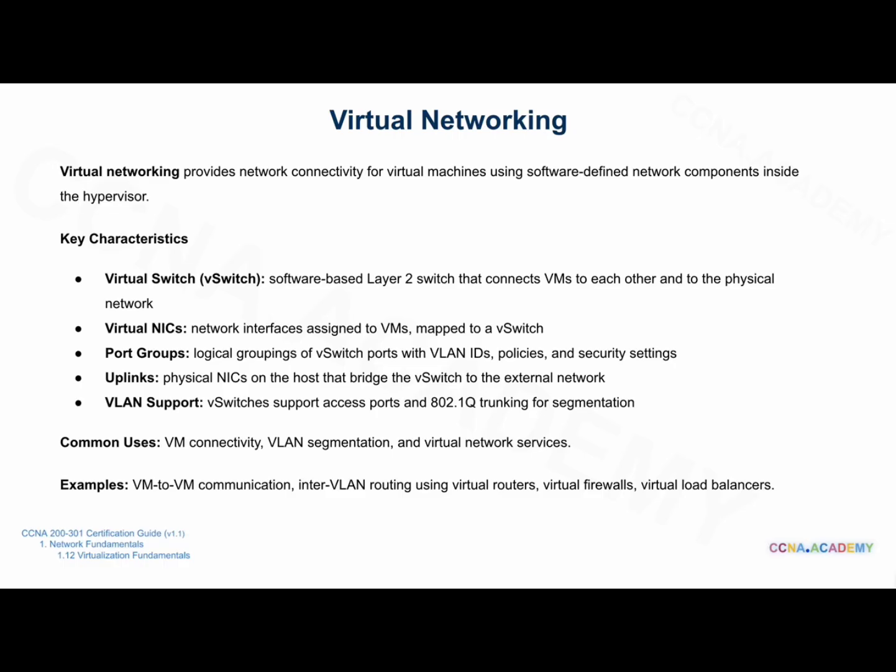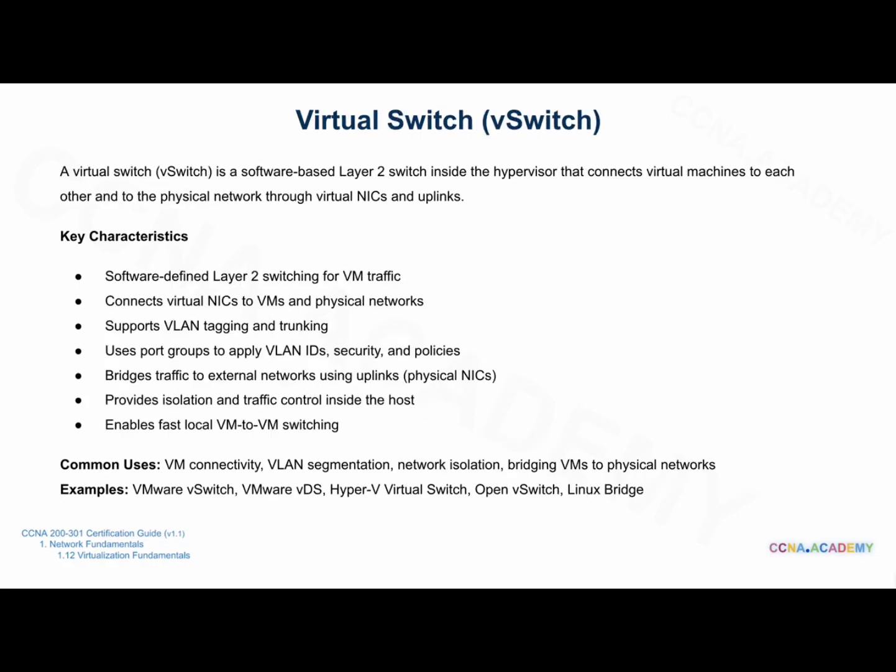Virtual networking provides all the connectivity needed within a virtualized environment. The hypervisor creates virtual switches, virtual NICs, port groups, and uplinks so virtual machines can communicate just like they would on a physical network. You can assign VLANs, apply policies, isolate workloads, and control traffic, all from software. This makes networking inside a virtual environment incredibly flexible, scalable, and easy to modify without touching physical hardware.